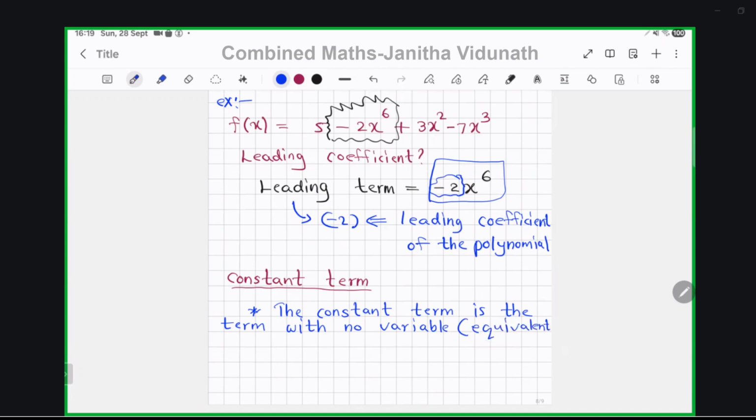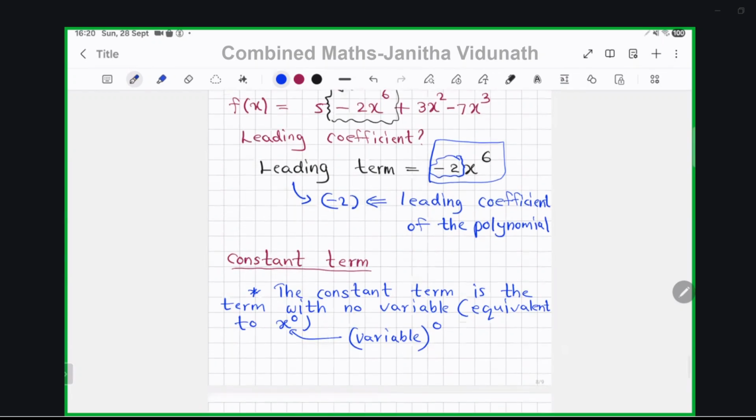Open a bracket and write down: equivalent to x to the power 0. That means the variable power is 0. Okay. Write down under the bracket: equivalent to x to the power 0, or variable to the power 0.